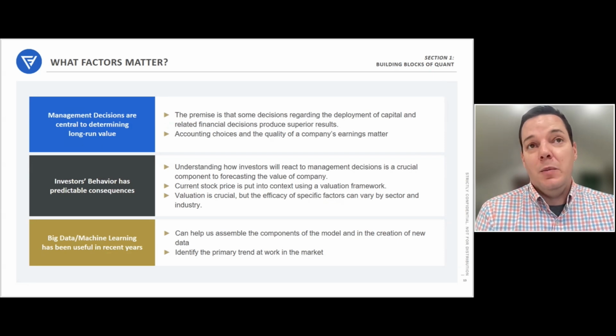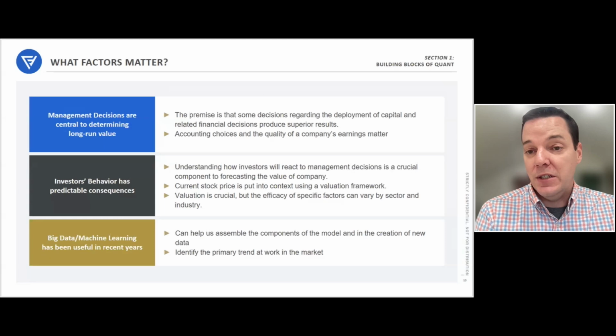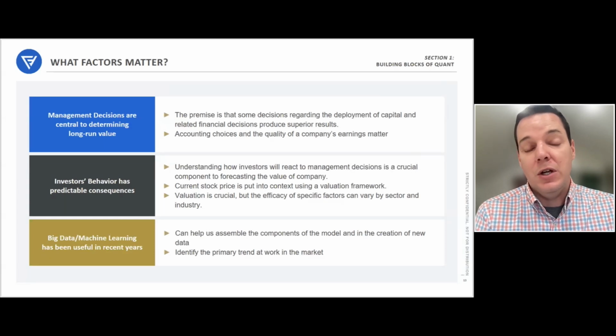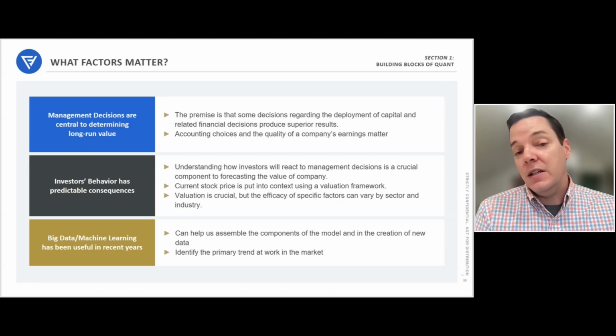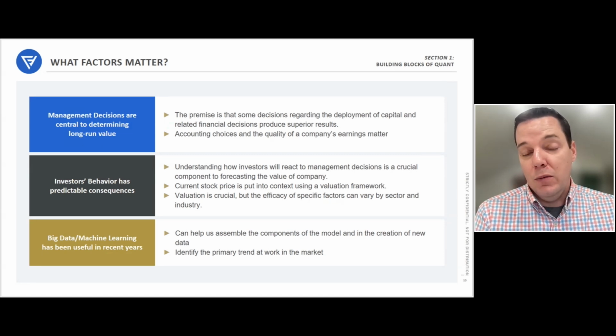So if we see somebody that is managing the company in a responsible way, maybe they're trying to run a capital light organization where their capital expenditures are in line with the rest of the sector or below the rest of the sector, that's something that we've seen add value over time.